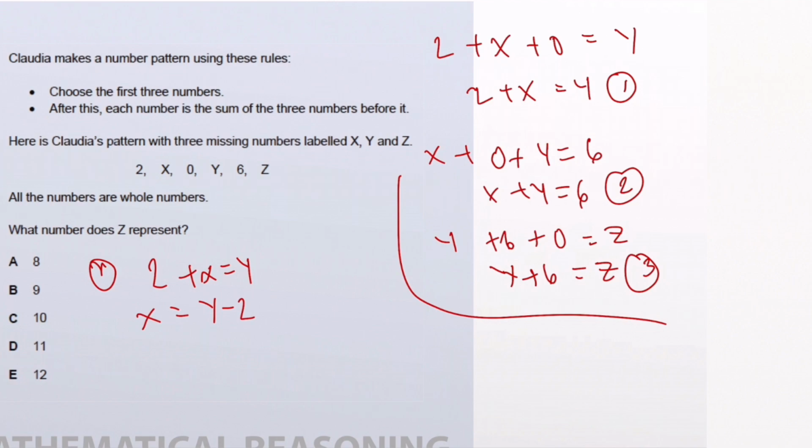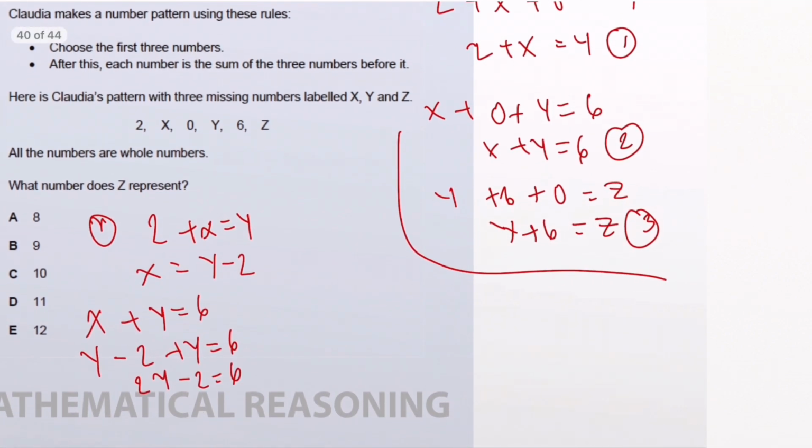And then sub this into equation 2. So we have x plus y is equal to 6. y minus 2 plus y is equal to 6. 2y minus 2 is equal to 6. 2y is equal to 8 and y is equal to 4.